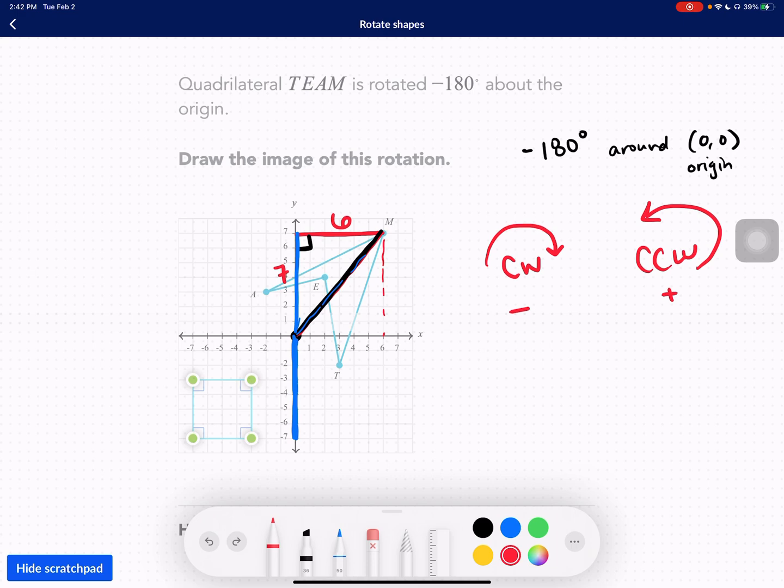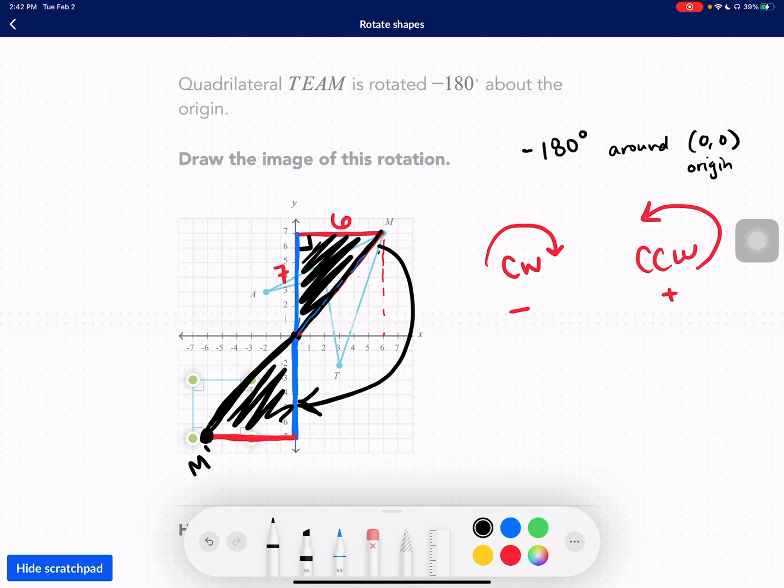So to rotate it a full 180, it's going to go over here on this side, and it is 6 units long here. All right, so that means that this is my new hypotenuse, right? So this point right here is M prime. That is my new point. So you can now see how I rotated this triangle clockwise 180 degrees. Okay, this triangle came here. So this is what it should look like.